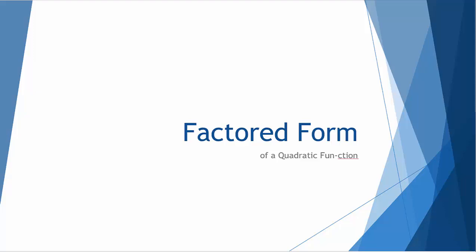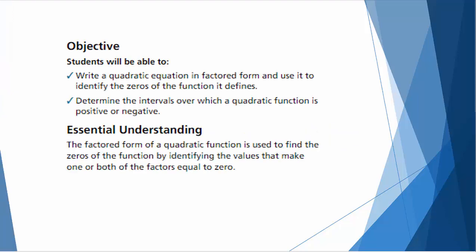Today we're going to be looking at the factored form of a quadratic function. So by the end of this entire lesson, we will be able to write quadratic equations in factored form. We'll be able to use that factored form to identify the zeros, which is our fancy word for our x-intercepts, and also determine the intervals over which the quadratic function is positive and negative.